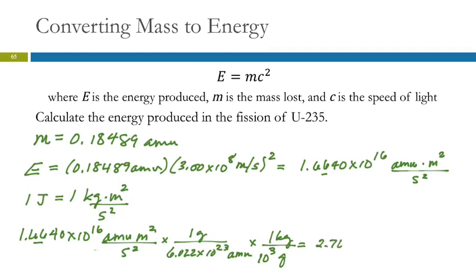So that gets us 2.76 times 10 to the minus 11 joules. That's for 1 atom. Any questions? If you're a little rusty on unit conversions like this, come talk to me and I'll give you a refresher.